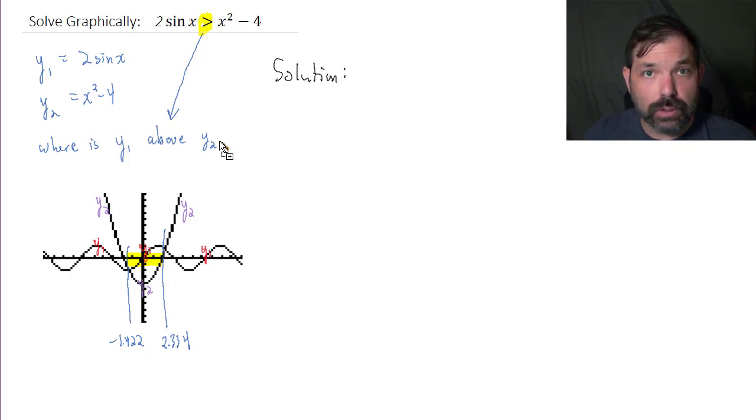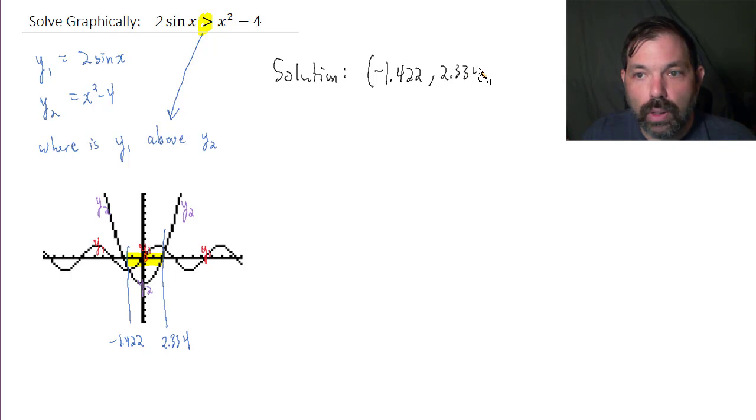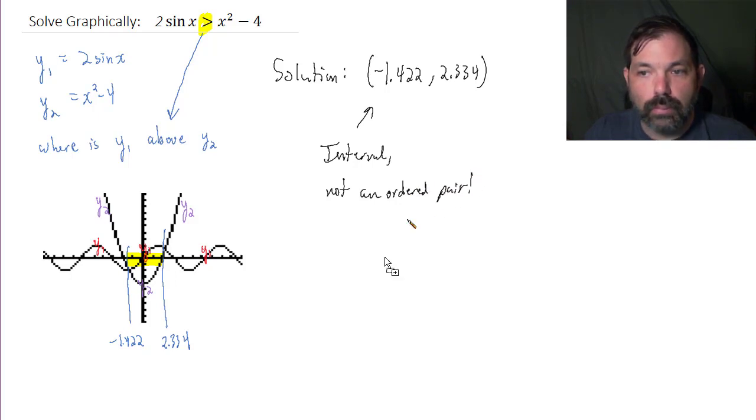is any intervals where I've shaded. Where's the y1 above the y2? The solution is the interval from negative 1.422 to 2.334. And again, this is an interval, not an ordered pair. All right, so over this interval from negative 1.422 to 2.334, the 2 sine x is greater than the x squared minus 4. Elsewhere, that's not true.